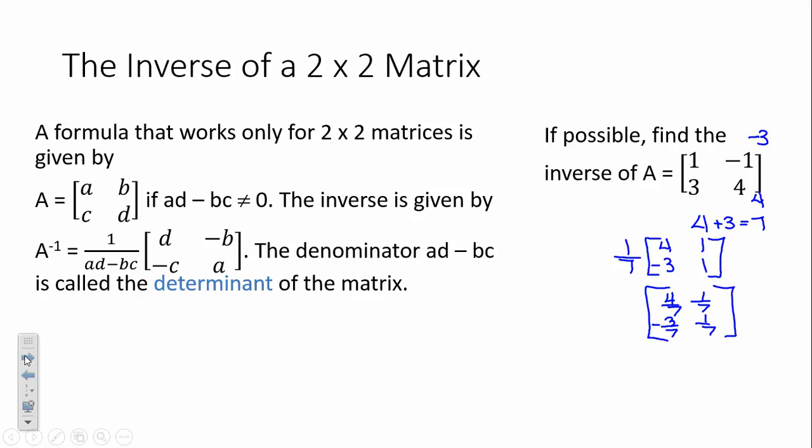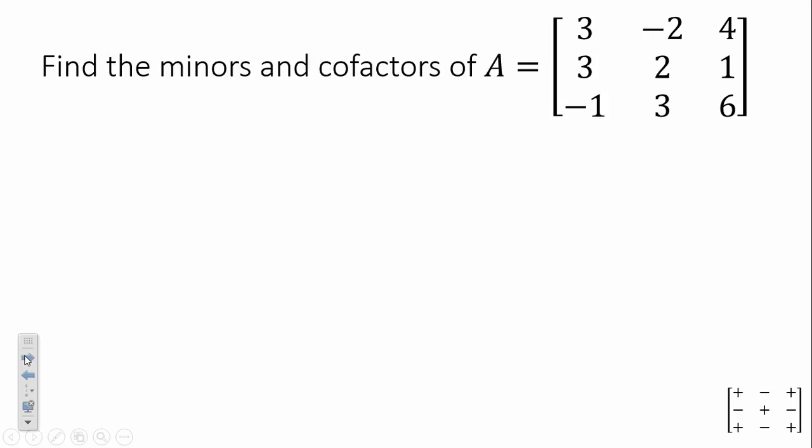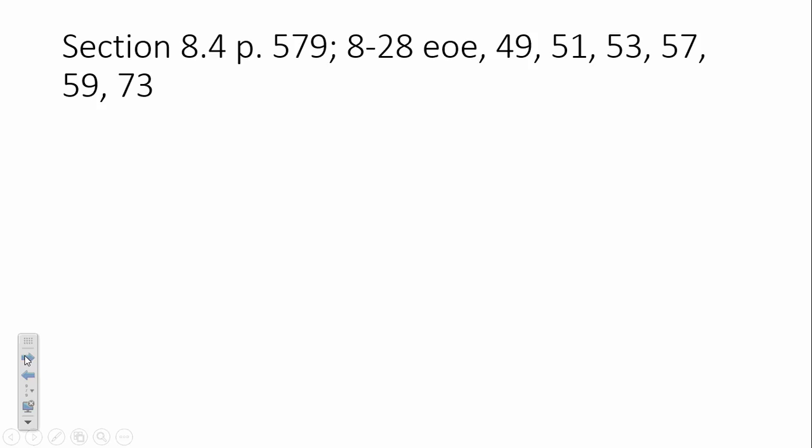Okay. So your assignment for today is just a portion of what we're doing tomorrow. So we'll talk about finding determinants of 3 by 3s and 4 by 4s tomorrow. But I want you to do the 8 through 28 every other even. Okay, and then we'll add to it tomorrow. So just the 2 by 2s for tonight. 8 through 28 every other even. So you start with 8, skip 10, do 12, skip 14, and so on.